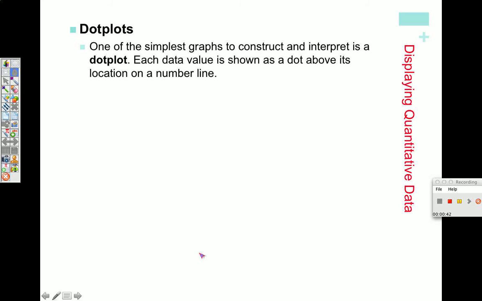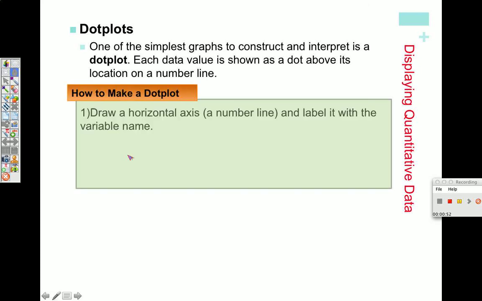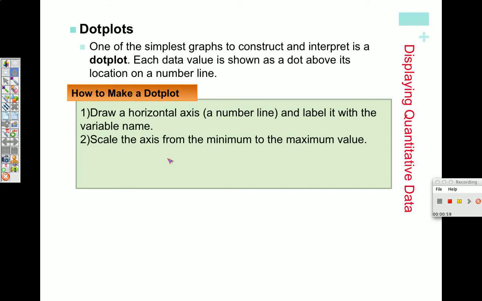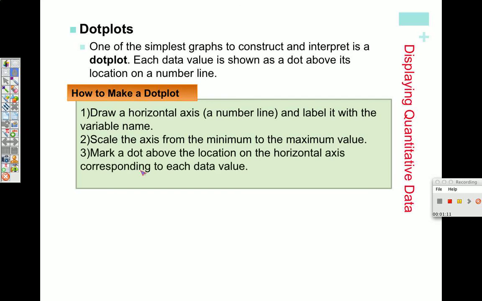So first thing is we need to know what a dot plot is. Well, a dot plot is a number line with dots representing every data value that we have in our data set. So here's how we make it. We draw a number line, our horizontal axis, and we label it with the variable name. Then we scale this axis from the minimum to the maximum value using a consistent scale from one number to the next. You can't have things spaced unequally on this. That would be a misleading graph. And then we mark a dot above each location on that horizontal axis representing each data value.